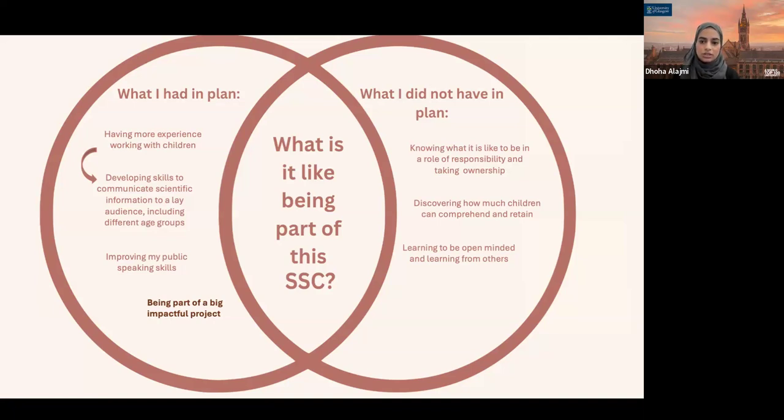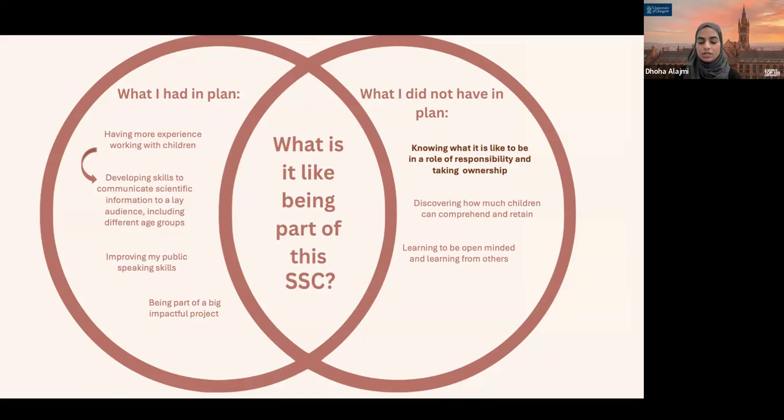And now moving on to what I didn't have in my plan and got to learn during the SSC was to know what it's like to be in a role of responsibility and taking ownership. During the time of SSC, I got a child with additional support needs join my group very last minute. So I had to be very adaptable in making changes to the activities we had to make it more accessible to the group and suit his needs during his learning process.